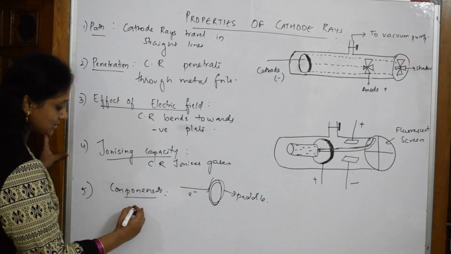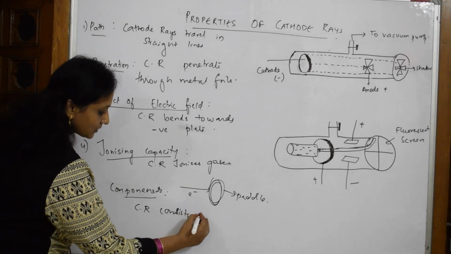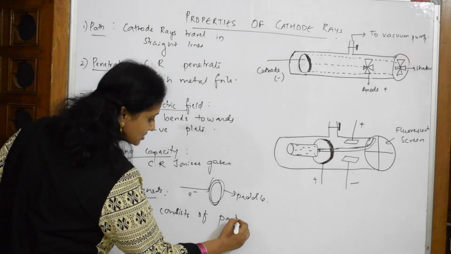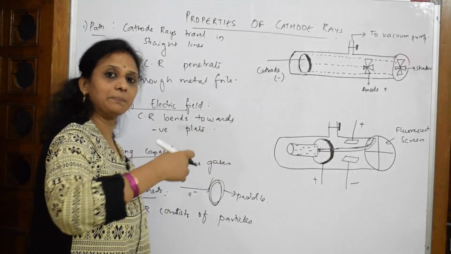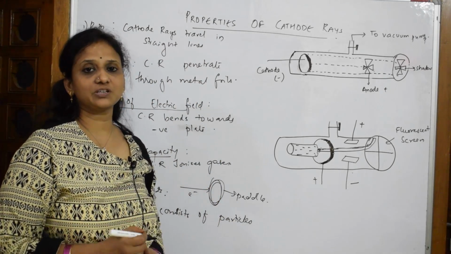So let us write, yes, cathode rays consist of particles. How did I say? Because it has rotated the paddle which I have taken inside the discharge tube. Let us come back and see some more properties of cathode rays.